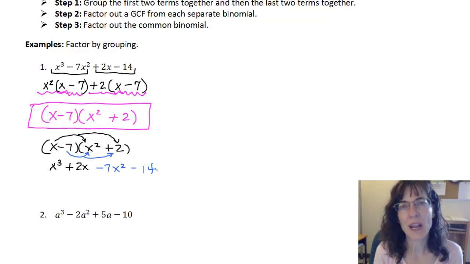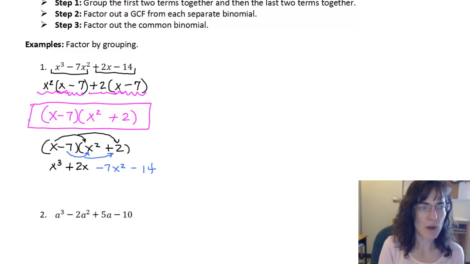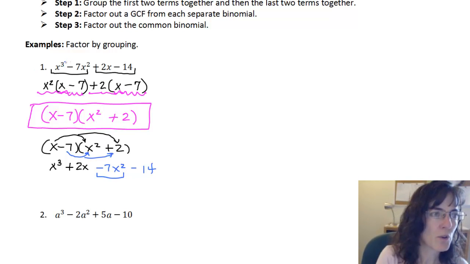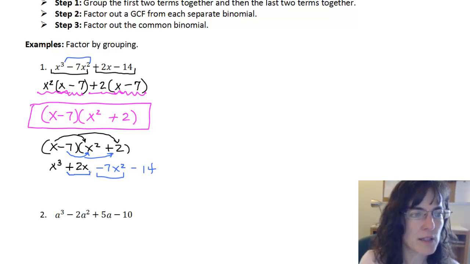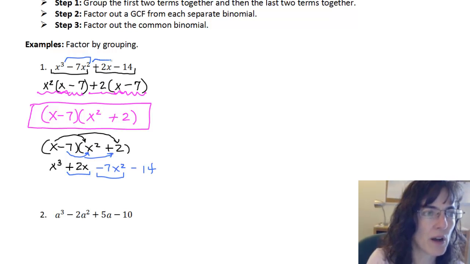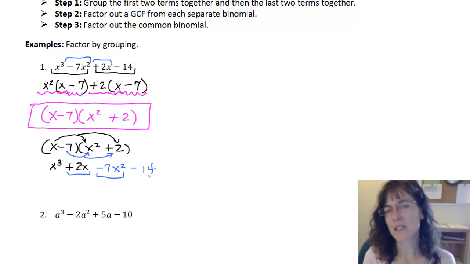Now when I compare my terms that I came up with here to my original problem, I see that I have negative 7x squared out of order, but I do have a negative 7x squared here. And the positive 2x and the positive 2x here. And the rest of it matches exactly.